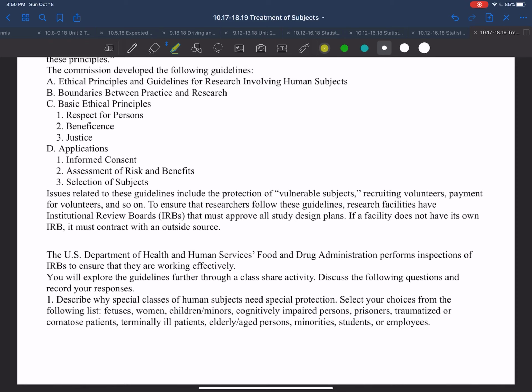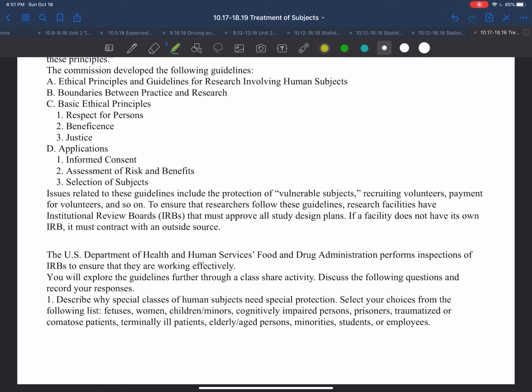To ensure that researchers follow these guidelines, research facilities have institutional review boards, or IRBs, that must approve all study design plans. If a facility does not have its own IRB, it must contract with an outside source. So the U.S. Department of Health and Human Services Food and Drug Administration performs inspections of IRBs to ensure that they are working effectively. You will explore these guidelines further through a class share activity.